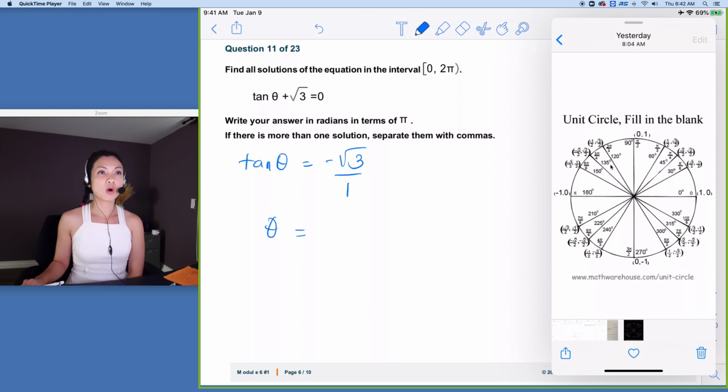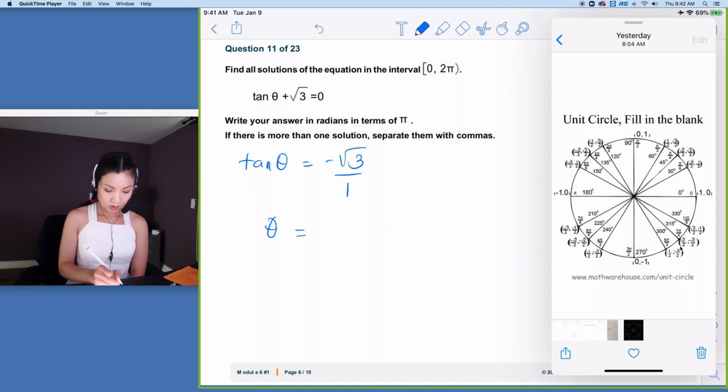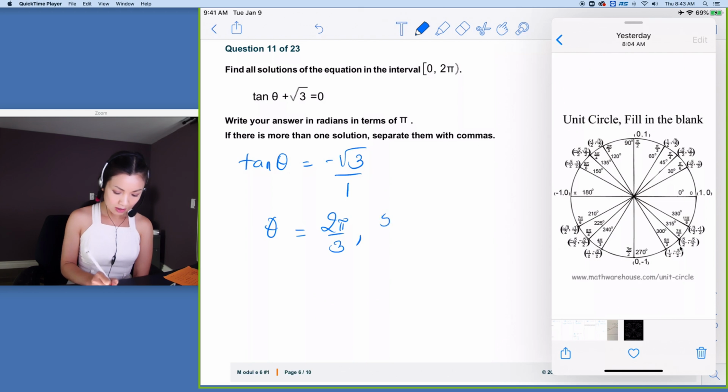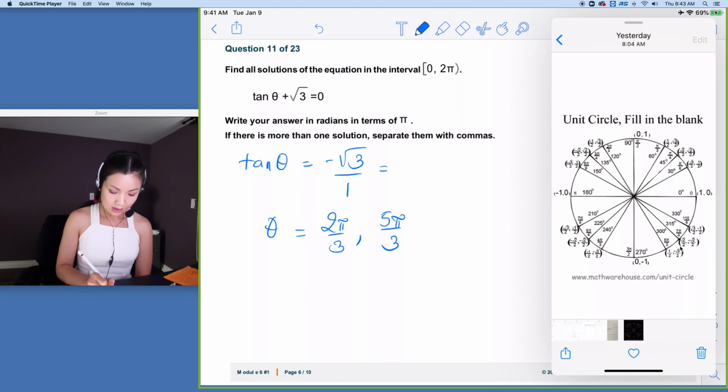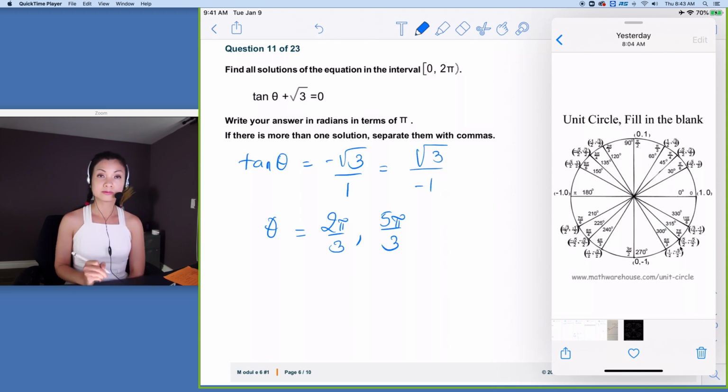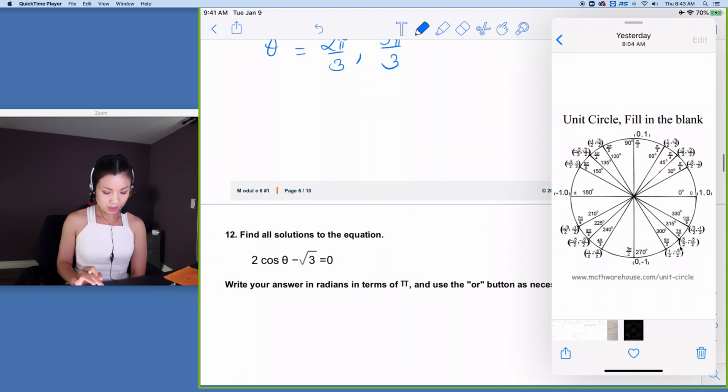So what we have is y over x, and you see right here we have a negative number. We have radical 3 over -1, or we have this one, negative radical 3 over 1. So we have two angles. We have 2 pi over 3 and 5 pi over 3. Okay, so we have to take care of the negative. Therefore, we have two angles. To be exact, you can think of it this way. Okay. All right, moving on to number 12.